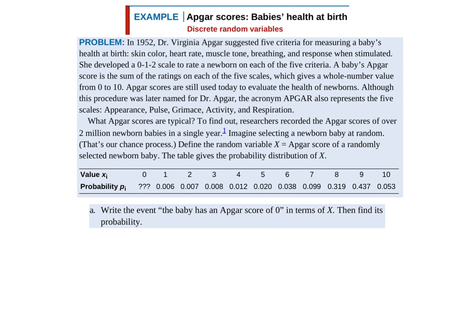And a baby's Apgar score is the sum of the ratings on each of the 5 scales, which gives a whole number value from 0 to 10. Those scores are still used today to evaluate the health of newborns. Although this procedure was later named for this doctor, the acronym APGAR also represents the 5 scales: appearance, pulse, grimace, activity, and respiration. So, what Apgar scores are typical? To find out, researchers recorded the scores of over 2 million newborn babies in a single year.